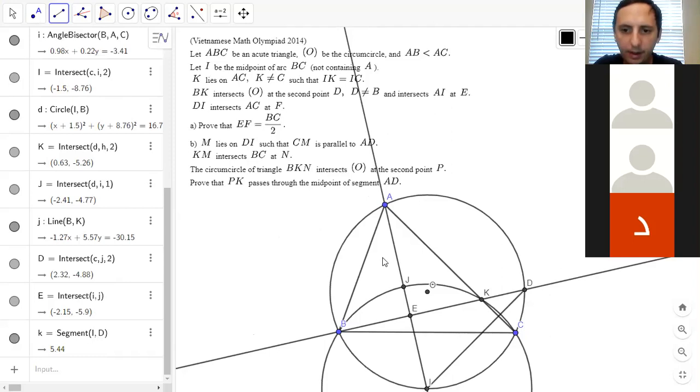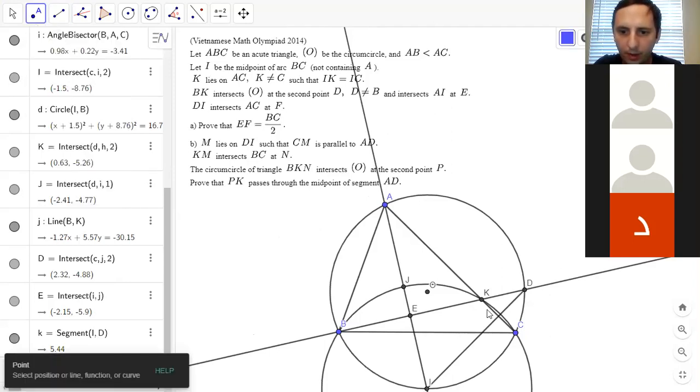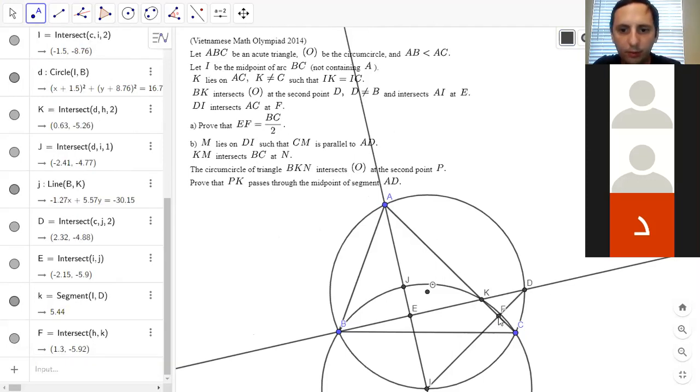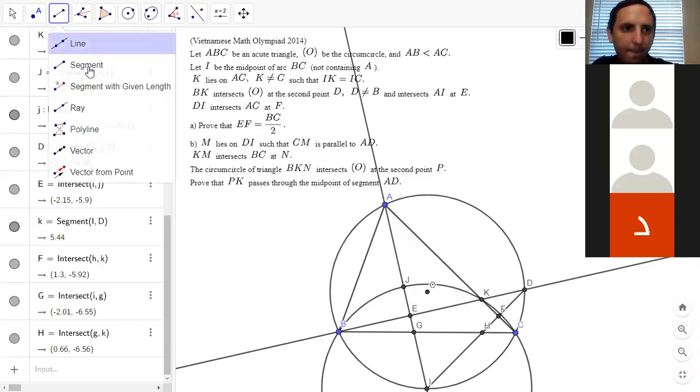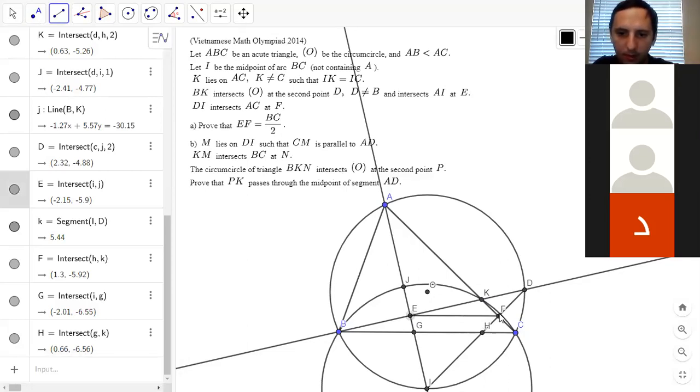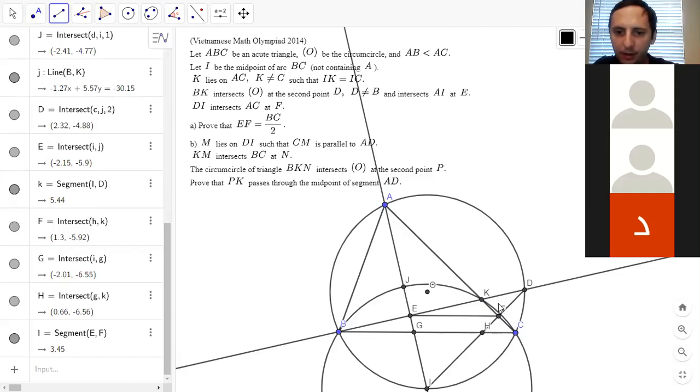So this is a kite. DKIC is a kite. So F is going to be the midpoint of KC. We want to show EF is BC over 2. I think that might be obvious because let me label these points. So F is the midpoint of KC and E is the midpoint of BK. So it's obvious that EF is BC over 2. So part A, again, super, super easy. EF is also parallel to BC. F is the midpoint of KC. E is the midpoint of BK. So that's part A. For part B, M lies on DI such that CM is parallel to AB.